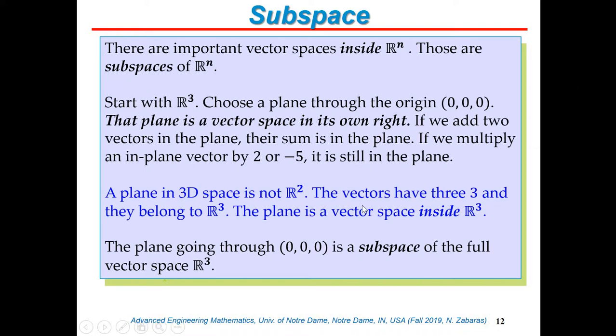A plane is a vector space in R cube, and I tried to emphasize before that a plane in three dimensions is not in R2, right? It's in R3, okay? So we're looking here at a plane embedded in three dimensions. If you take any vector in that plane, it has three components, okay? So this is a subspace of R cube, and we're assuming again that these vectors are defined by a plane passing through the origin, they define a subspace of R cube.